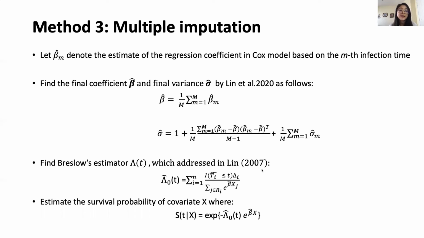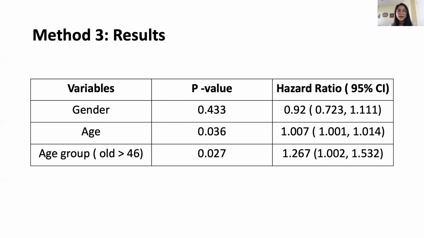2007, and estimate the survival probability of covariate x, where S(t given x) equals the exponential of negative lambda_0(t) times the exponential of beta times the covariate x. And this is the result obtained by this method. Again, there is no association between gender and the incubation time. However, age and age group is considered to associate with the incubation period.